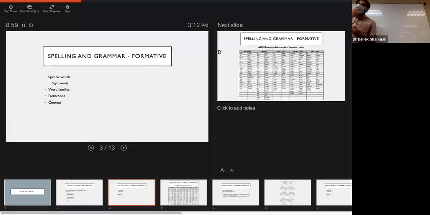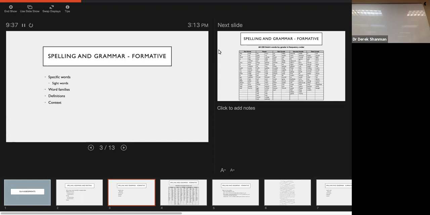We're also going to look at another way to assess spelling and grammar, through this idea of word families, all right? That's a little bit more broad, has a little bit more generalization, is less specific, has a lot broader purpose. And then we also have definitions and context. Each of these components of spelling and grammar are necessary to look at and necessary to assess, but they have to be used in the right way, all right?